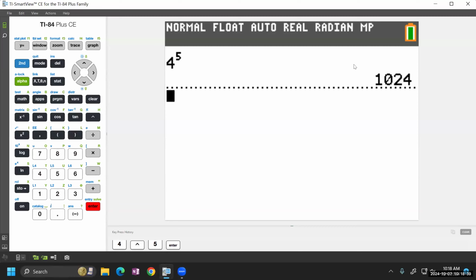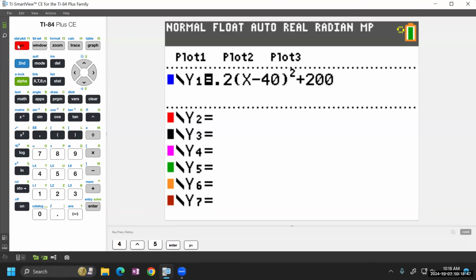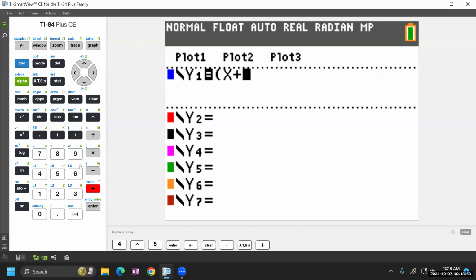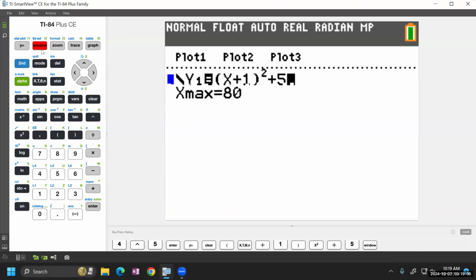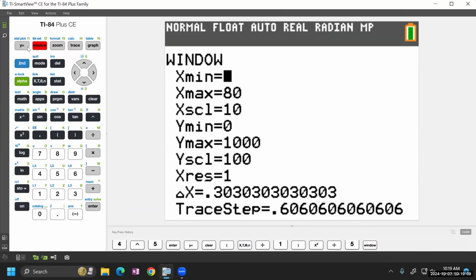They actually even give you what scale they want you to use, don't they? Yeah. Okay, so let's go y equals. Figure out what I have in there. So y = (x + 1)² + 5. And they tell me the window should be -10 to +10.